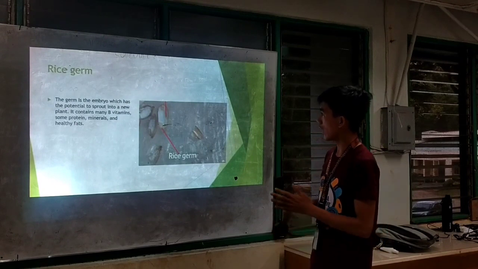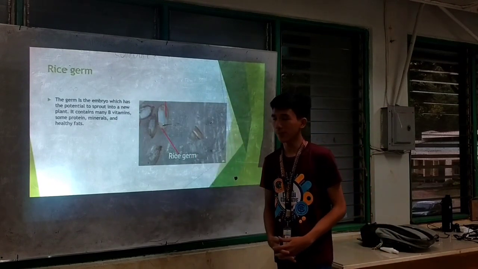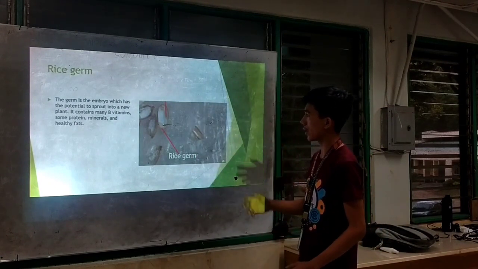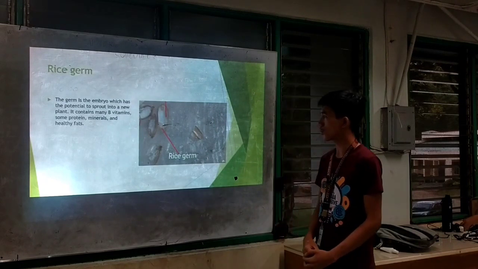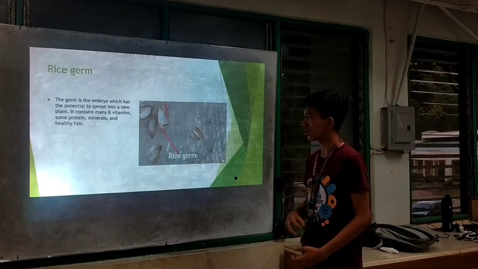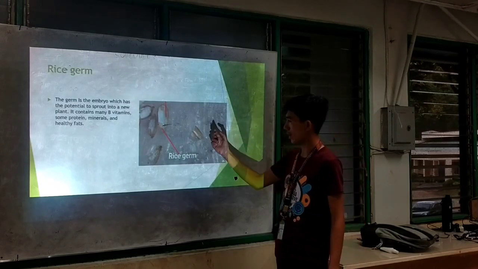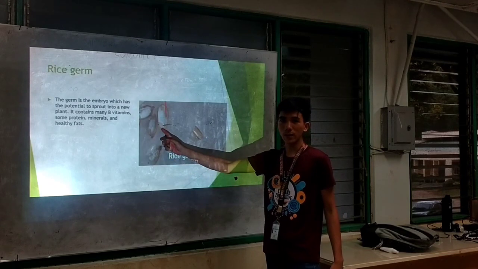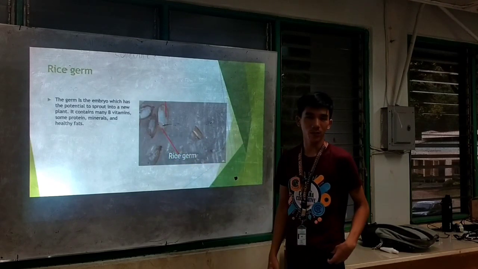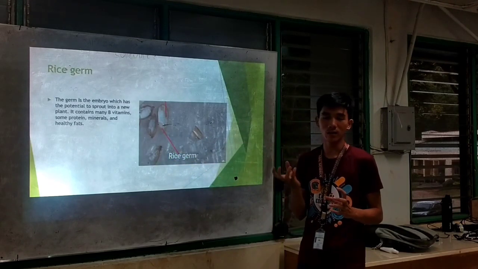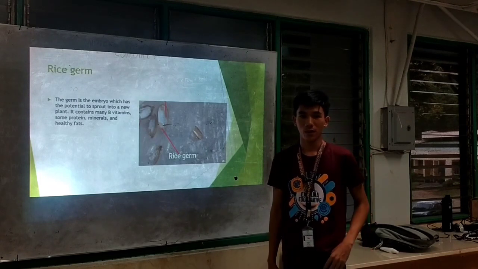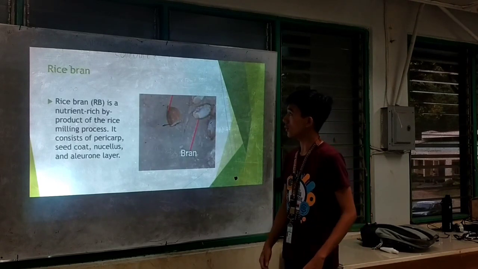Here you can see the rice germ. The rice germ is the embryo which has the potential to sprout into a new plant. It contains many vitamins, some proteins, minerals, and fats. You can also see where the rice germ is located. It means this is what will grow into the rice plant.